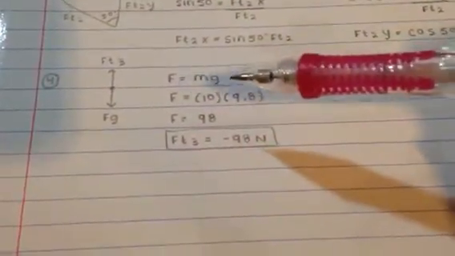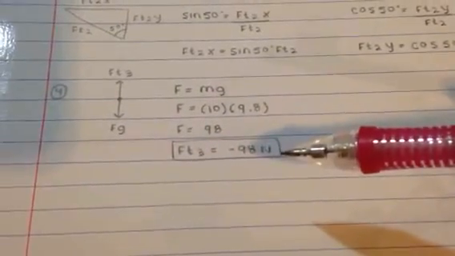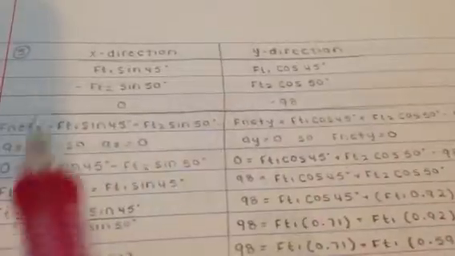Then for step 4 you have to do the free body diagram for rope 3, which is force tension 3 and force of gravity, and then force equals mass times gravity, so you find the force tension of rope 3, which is -98. Then you have to do a chart with the x direction and the y direction and separate both.